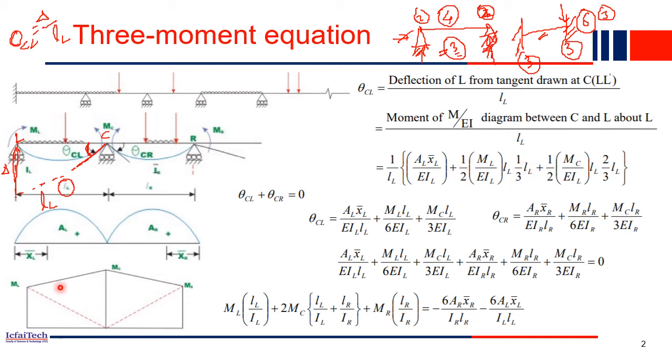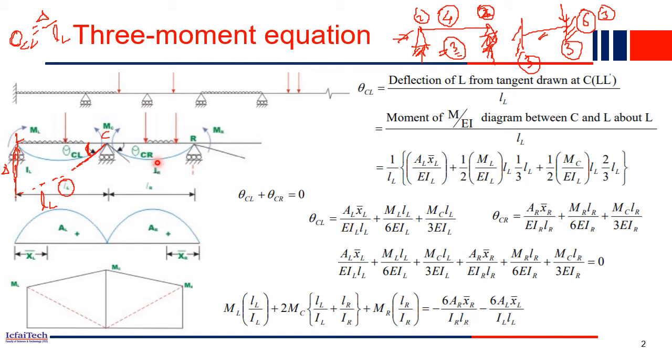And now for this top triangle, what is the area? The area will be half into base. Again, base will be LL into height, which is now MC. And what is the CG distance? The CG distance will be 2/3 from the LL, right? It will be lying somewhere here. So it will be 2/3 from the LL. So this is our final expression for theta CL. If you simplify this entire expression, you will get the final expression for theta CL.